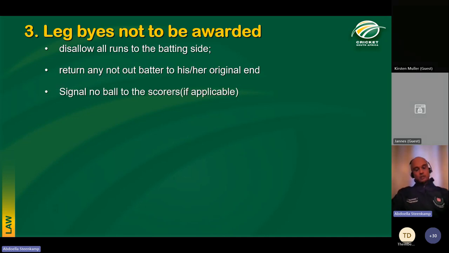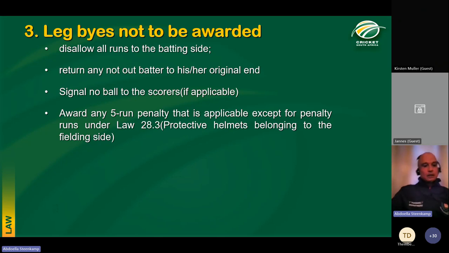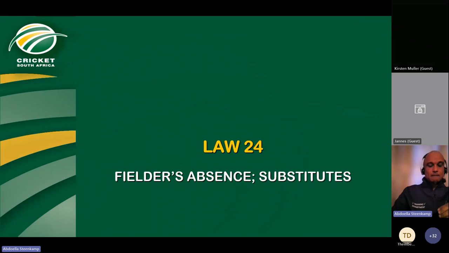If there was a no ball, you signal it to the scorers. You shall award any 5 penalty runs that are applicable, except for penalty runs under Law 28.3, and that is protective helmets belonging to the fielding side.